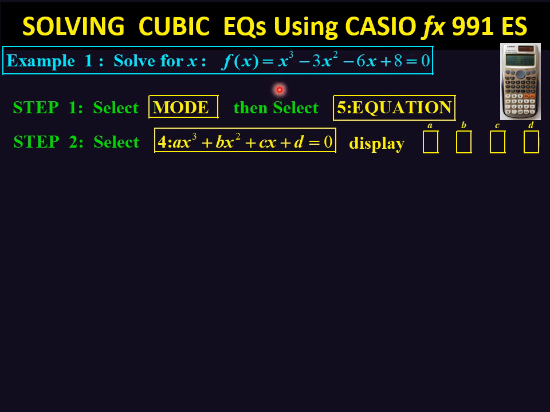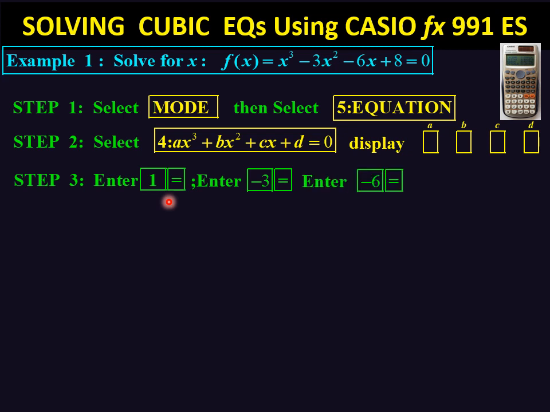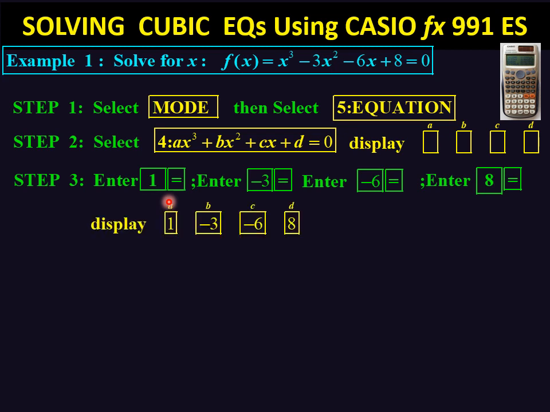The A is 1, the B is -3, the C is -6, and the D is 8, like we had in our quadratic equation. So, enter equal, and now you enter a 1 and an equal. Then you enter a -3 and an equal. Enter a -6 and an equal. Enter an 8 and an equal. Okay, and then you will see your display filled with a 1, a -3, a -6, and an 8.